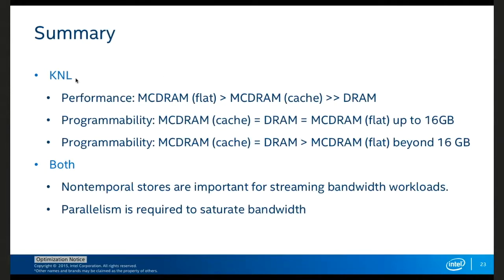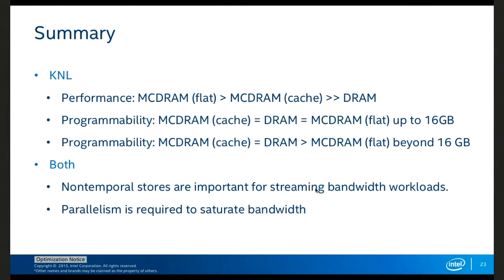So, summary of this stuff, KNL performance: obviously MCDRAM is the best. Cache mode is a little bit worse, but still better than DDR. Programmability, they're all the same up to 16 gigs, and then beyond that, obviously, you care about the difference versus flat mode. In both architectures, non-temporal stores are important. Pretty significant difference. I think this is relatively new. I think I looked at non-temporal stores many, many years ago and didn't see anything interesting.